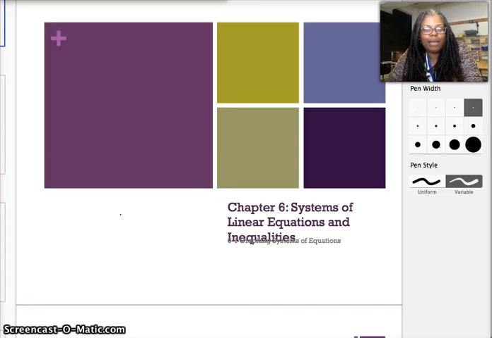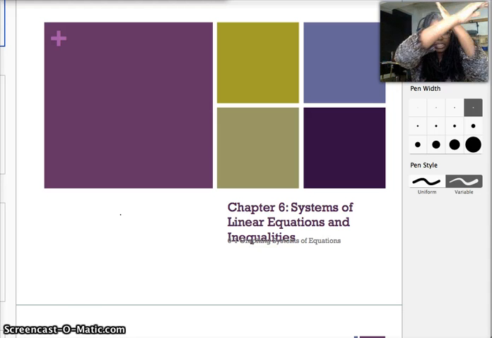Hey friends, we're in chapter 6 and we're taking a look at linear equations and inequalities. What we're going to talk about is a new concept. Basically, we're going to be graphing. At this point, we're going to be graphing lines, seeing where they intersect all over the place. That's pretty much the point of what we're going to talk about.